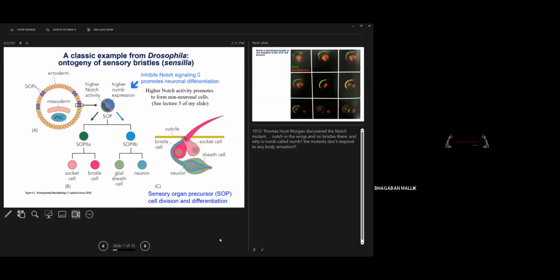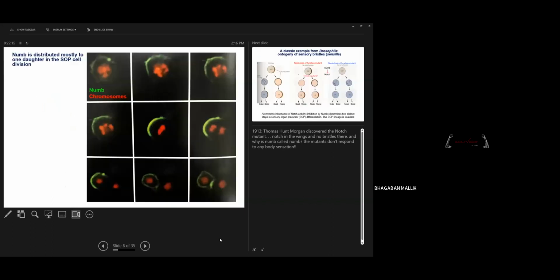Okay, so if I show here, this contains both NOM and Notch. When it divides into two cells, SOP2A and SOP2B, this cell contains NOM, so it becomes glia and neuron. This cell doesn't have any NOM. It has Notch. That's why it became a non-neuronal cell type.